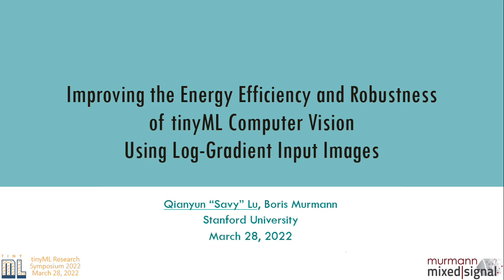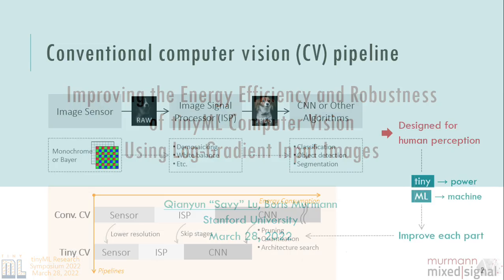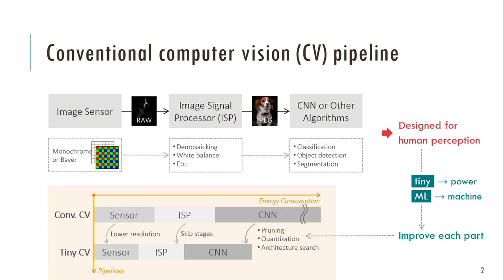as illumination robustness. So in a conventional computer vision pipeline, at first the image sensor captures raw pixels and then sends these pixels to the image signal processor for multi-stage processing, including demosaicing, white balance, and tone mapping, etc. And then at last, the highly compressed JPEGs are fed into convolutional neural networks for specific tasks like classification, object detection, and segmentation.